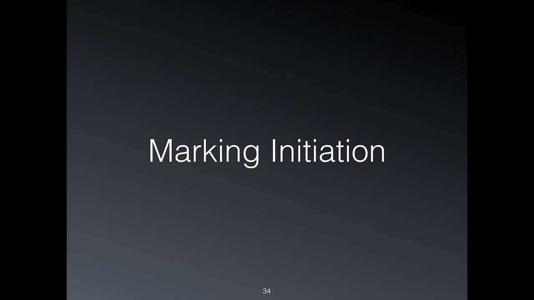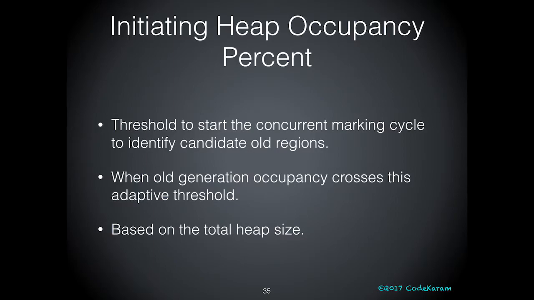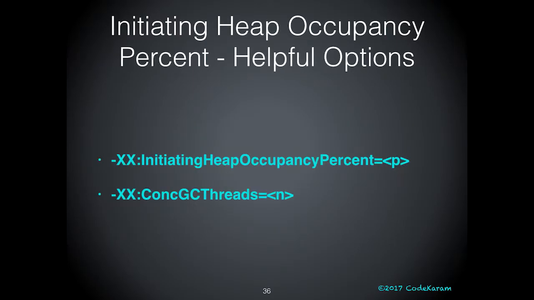Then after you have multiple young collections, like I said, you have the marking initiation, known as IHOP, and it's based on the total heap size. It's an occupancy threshold, and that indicates to G1 that you have to start concurrent marking. There are two useful options, and I've clubbed conc GC threads here. First of all, IHOP is adaptive in Java 9. Prior to then, the default was 45%. But it's tunable. You can use the IHOP option, and you can specify it based on your observations.